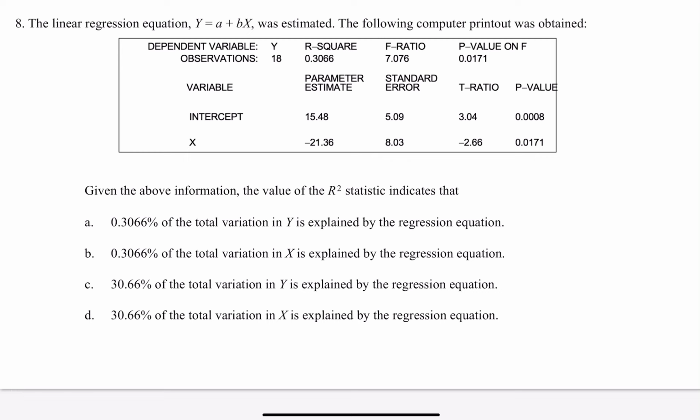Next one says linear regression, same thing. Given the above information, the value of the R squared is up here. This is telling you the percentage of the variation that's explained. So you're just moving over your decimal point, and we get 30.66% of the variation in Y is explained.